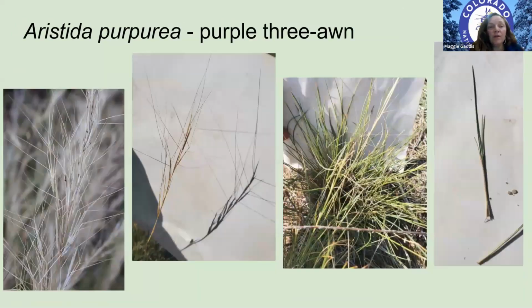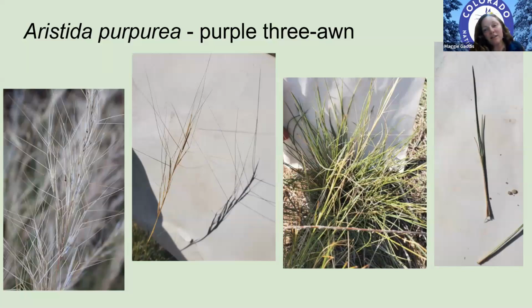Now we have purple threeawn, Aristida purpurea, and this is an interesting grass that seems to have some salt tolerant qualities. It's very low growing, but if you are out in the early mornings, I find it really easy to identify because it catches so much dew. It often looks like this white haze of dew if you're looking in a meadow.